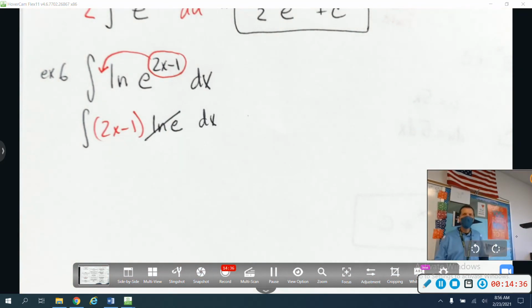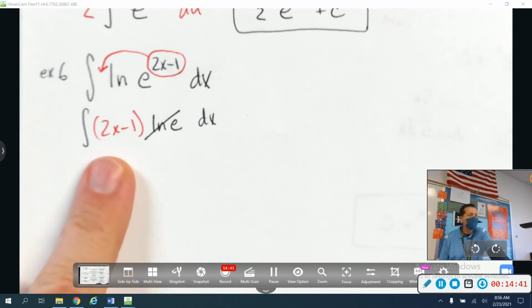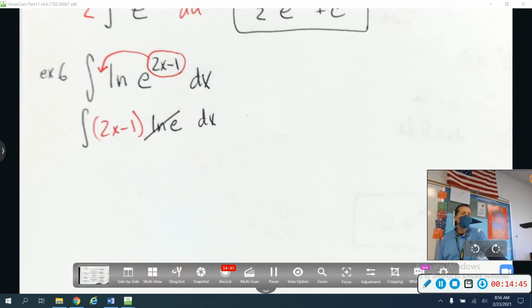So you guys are kind of saying the same thing, Gabe, that you cancel each other out and you're left with 2x minus 1, out front though, not as an exponent. So this isn't even a natural log or e problem anymore, because e and natural log cancel each other out.